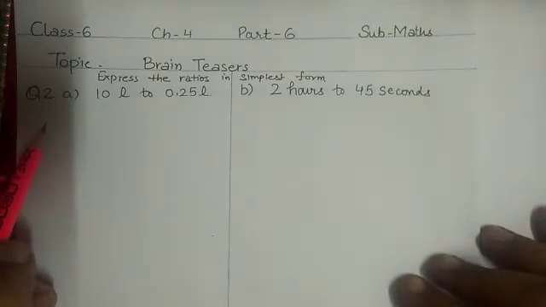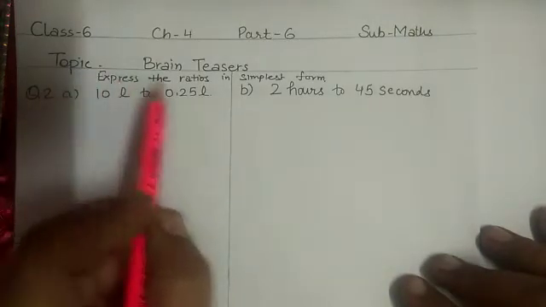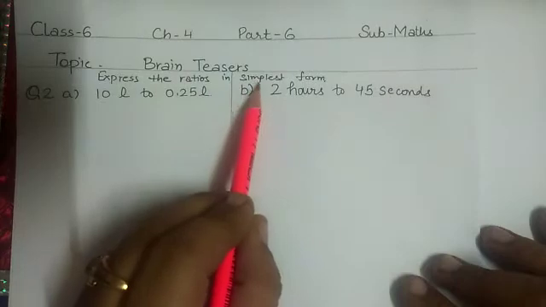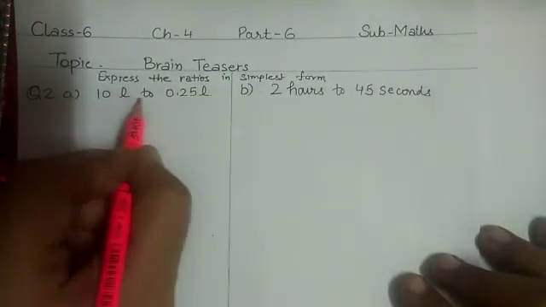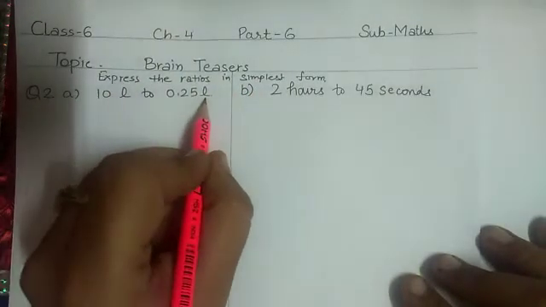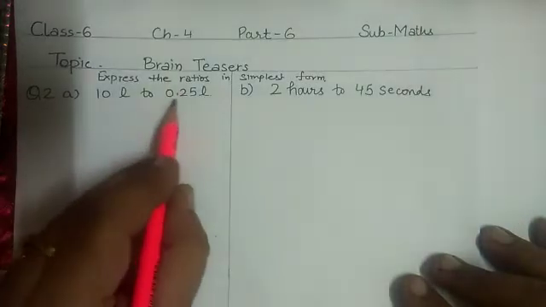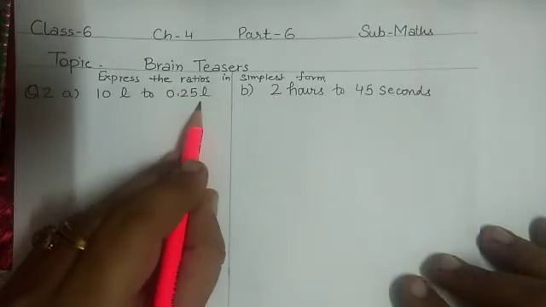I am starting with question number 2. Express the ratios in simplest form. 10 liter to 0.25 liter. We always say that the ratio should have the same units.